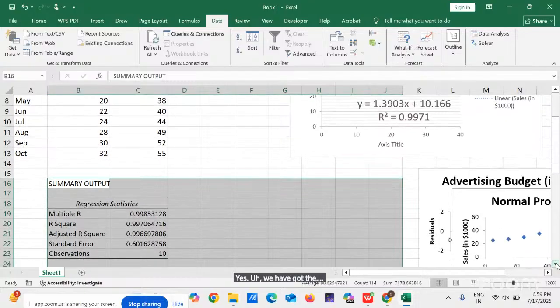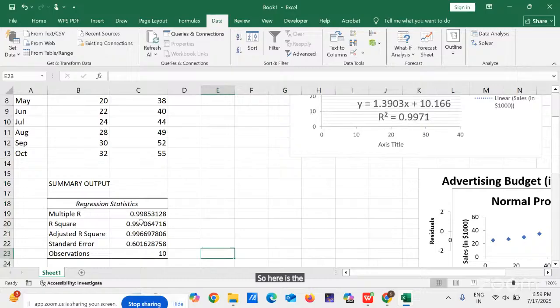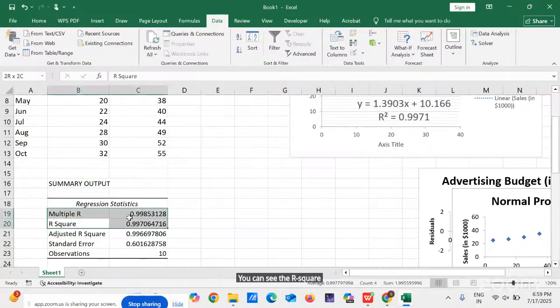We have got the summary output. So here is the summary output. First, if I want to match, you can see the R square value, which is 0.99706. And that is what you can see in this chart also, 0.9971, rounded off to 4 digits after the decimal.